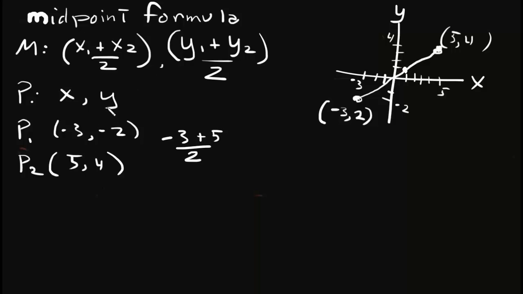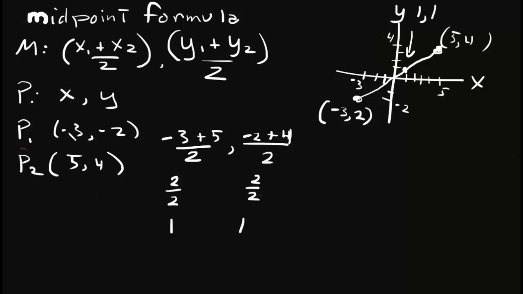And then for the y-coordinate, we have in point 1 a -2, and we're going to add that to the y-coordinate in point 2, which is 4. And we're going to divide that by 2 as well. So -3 plus 5 is the same as 5 minus 3, which gives us 2 over 2, which is 1. And -2 plus 4 is the same as 4 minus 2, which will give us 2 over 2, which is 1. So our midpoint over here is going to have the coordinates 1, 1.